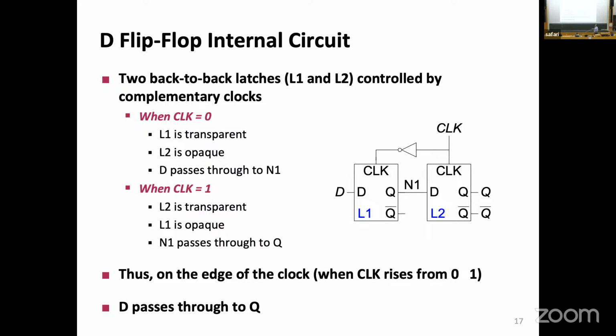The exact details are not so important, but what happens is when the clock is 0, this one is transparent, this one is still storing the last thing. So the data propagates all the way to this N1, and it stays there because this one is still keeping the other. Data is changing back and forth. And when the clock turns from 0 to 1, this one stops letting everything through, and this one lets things through. So from the outside, what you see is that D is changing as it wants, and Q only changes at the moment the clock transitions from 0 to 1.